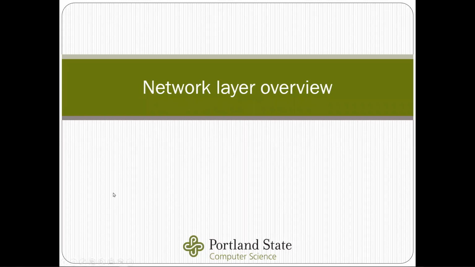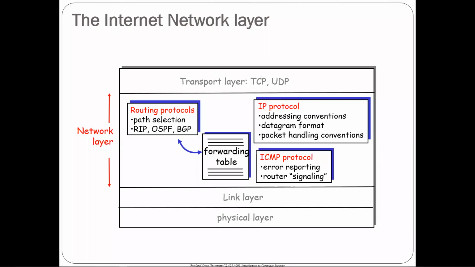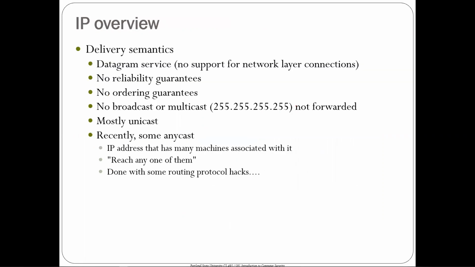Okay, so the next layer in the stack is the network layer. I'm going to do just a brief overview of the network layer with regard to the things that we're going to cover for network security. This is a picture of the internet network layer. You have some routing protocols that determine where packets go in the network. You have the actual IP protocol that is used to frame the data or send packets. And then you have a control message protocol for error reporting and router signaling. I'm going to first start with IP, an overview of the function IP provides, and this is super easy because it doesn't provide much of anything.